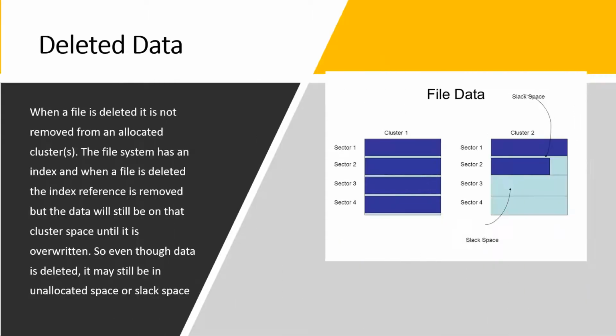When a file is deleted, it is not removed from an allocated cluster. The file system has an index, and when a file is deleted, the index reference is removed, but the data will still be on that cluster space until it is overwritten. So even though data is deleted, it may still be in unallocated space or slack space.